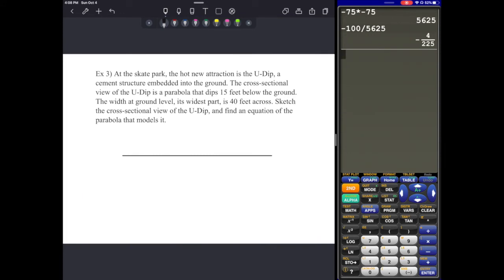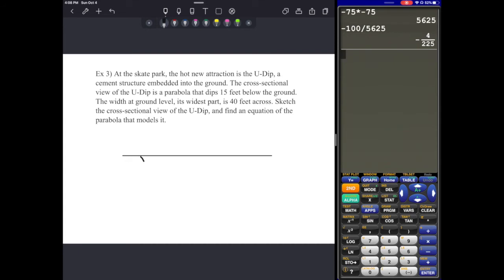Example 3. At the skate park, the hot new attraction is the U-dip, a cement structure embedded into the ground. The cross-sectional view of the U-dip is a parabola that dips 15 feet below the ground. The width at ground level is its widest part at 40 feet across. Sketch the cross-sectional view of the U-dip and find an equation of the parabola that models it.